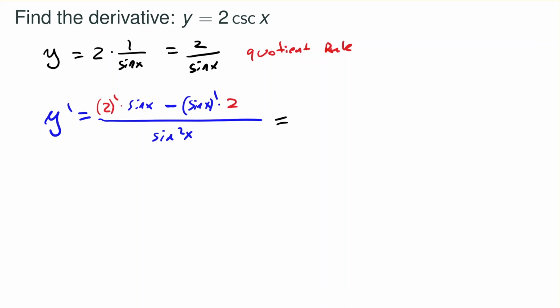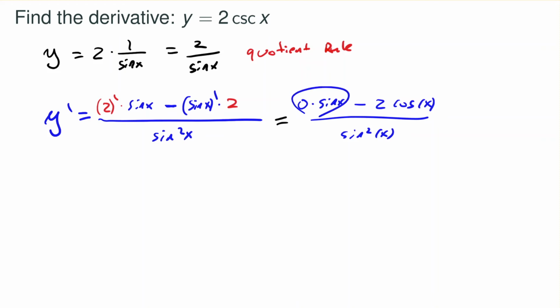So let's simplify. Derivative of 2 is 0. So we actually have 0 times sine x, which entire thing will go away. So this is 0. Minus derivative of sine is cosine. So we have 2 cosine x over sine squared x. So again, this is 0. So what we have is negative 2 cosine x over sine squared x.